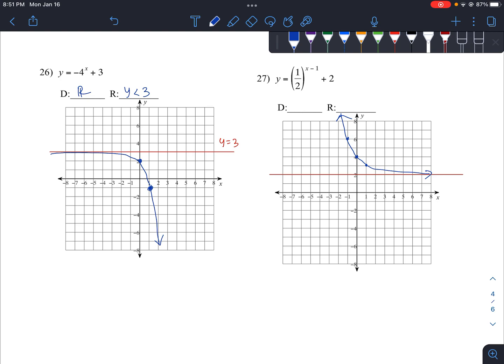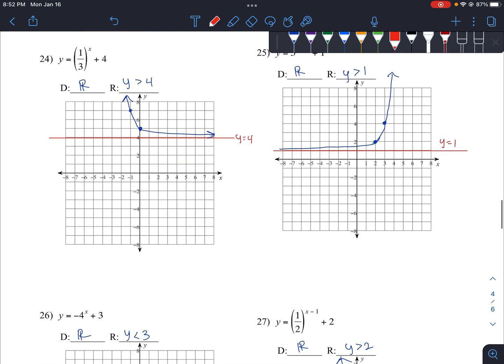And just like that. So in this case, we were able to fit 3 points, no problem. That's great if you can. If you can just do 2, that's fine as well. Domain, all real numbers. The range would be y is greater than 2. Since this is the line, y is equal to 2.